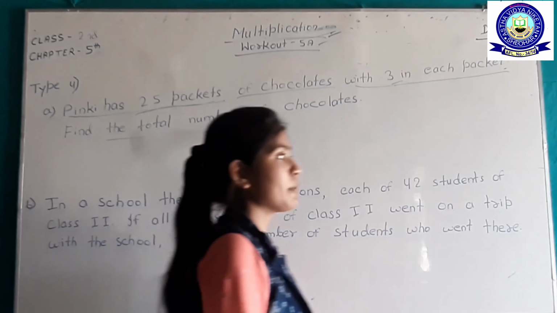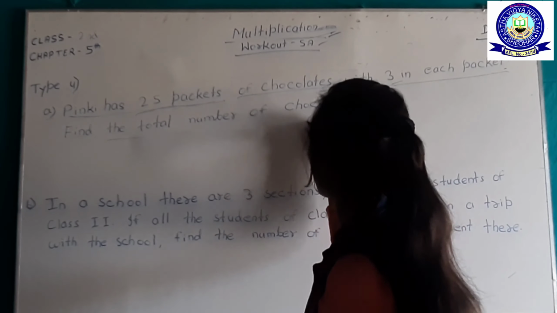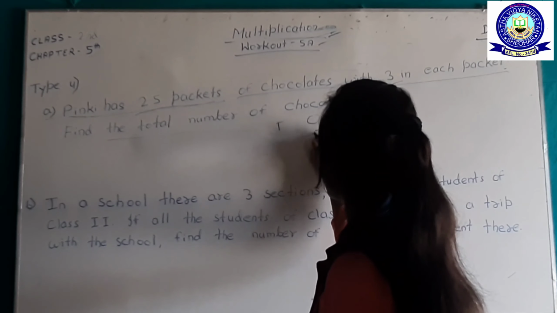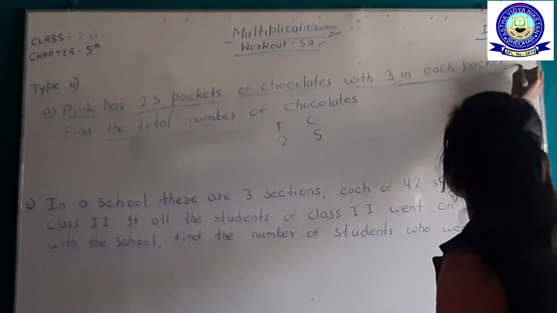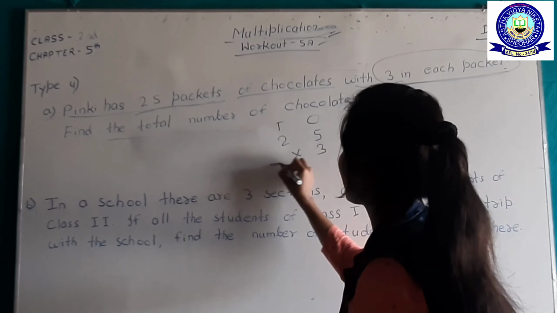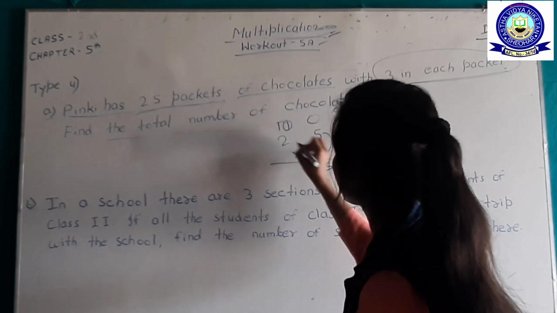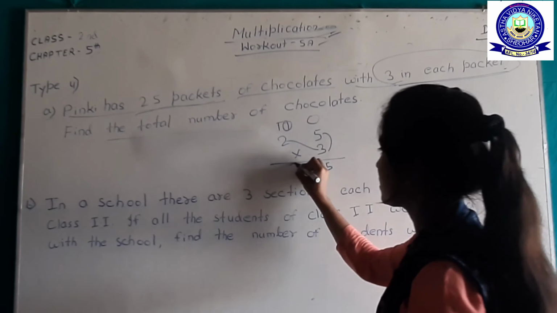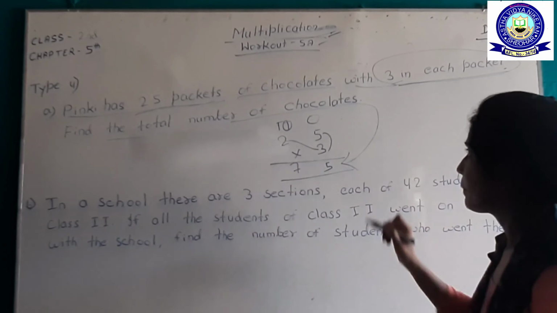You have to multiply between these two numbers. There are 25 packets, ones and tens, 5 for ones and 2 for tens, and in each packet there are 3 chocolates. So you have to multiply it. 5 into 3 we get 15, carry 1. 3 into 2 we get 6 plus 1, 7, 75. So the total number of chocolates equals 75.